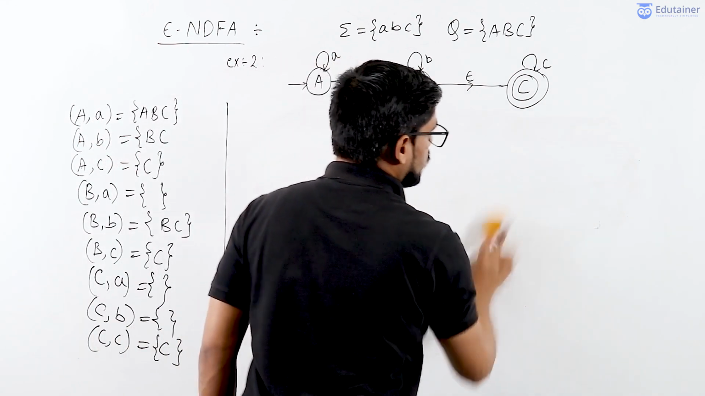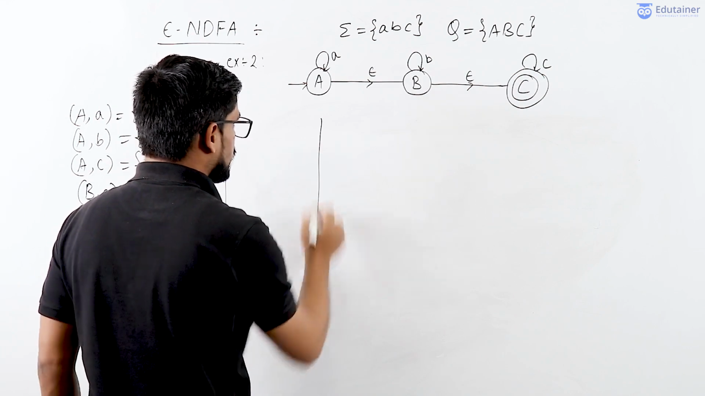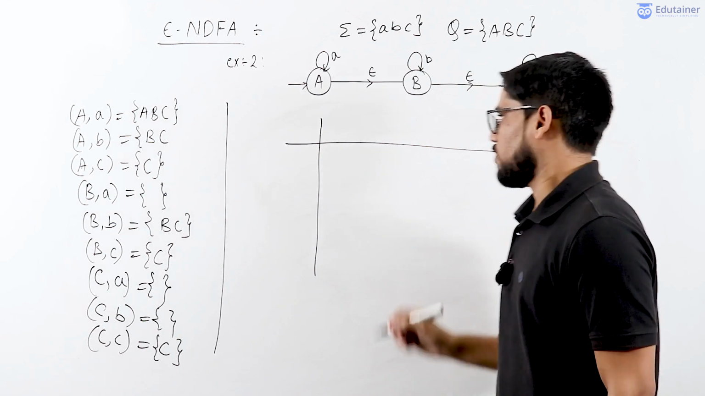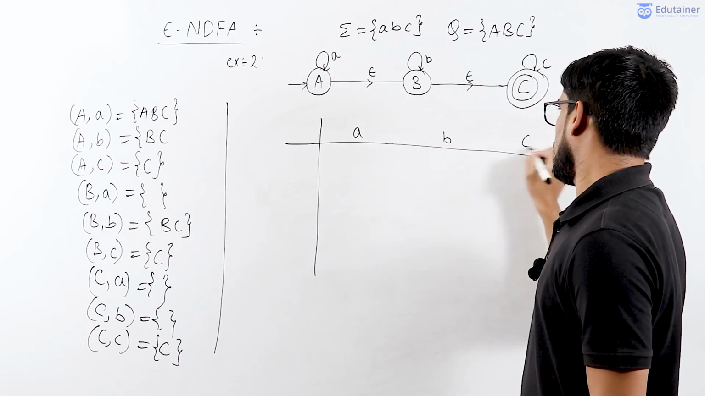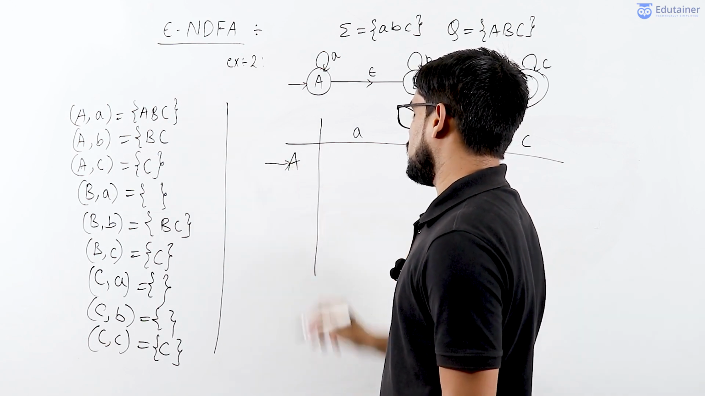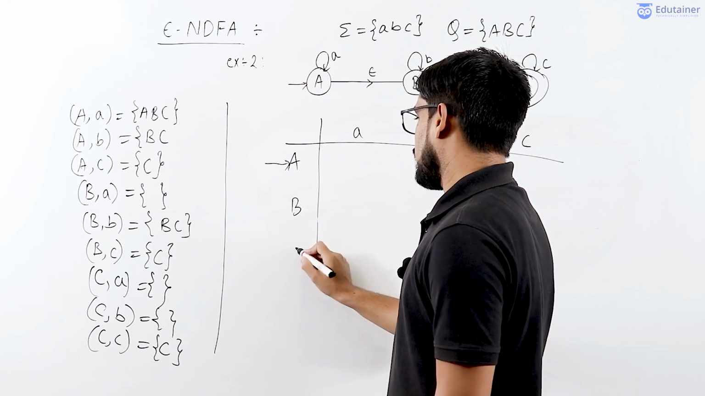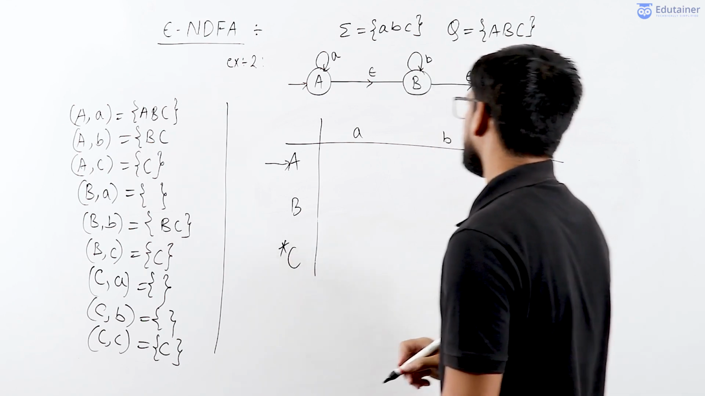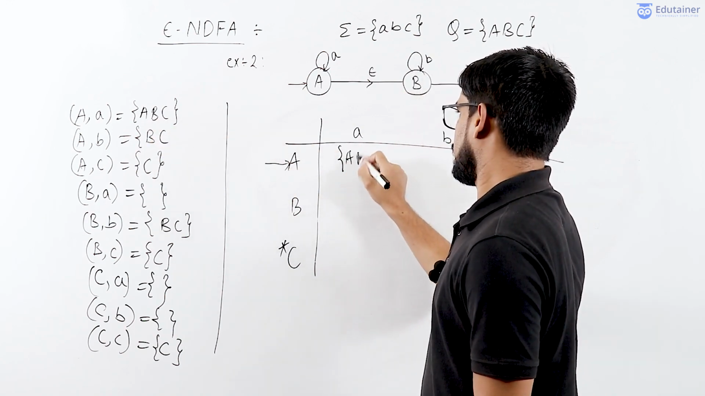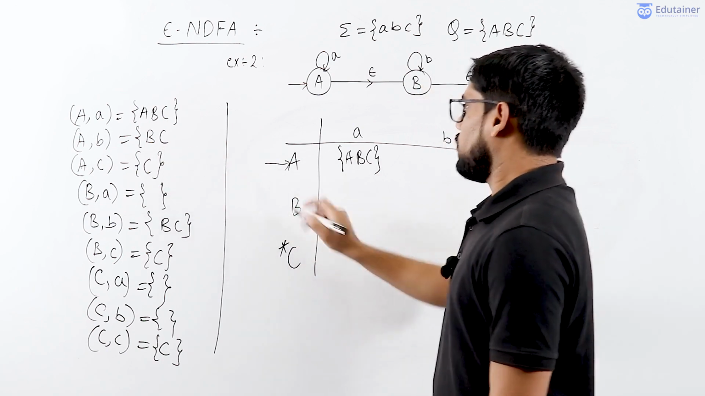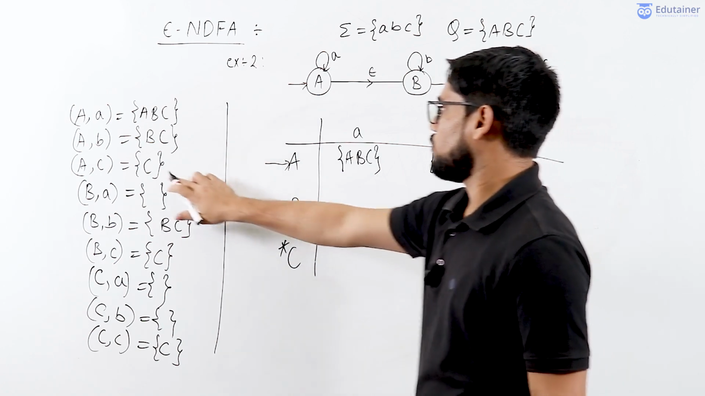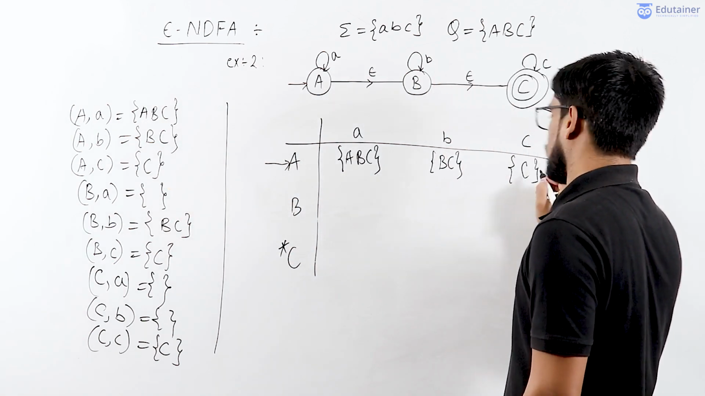Now the final task is making a transition table. In the transition table, we have 3 different input alphabets: small a, small b, and small c. And we have 3 different states: capital A, capital B and capital C. Capital A is the initial state, and capital B and capital C are final states. A on small a is ABC. A on small b is BC, and A on small c will only C.